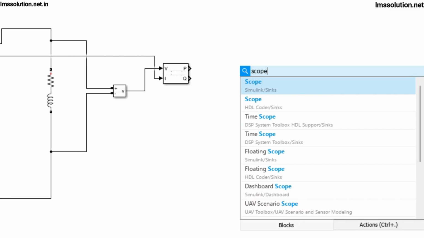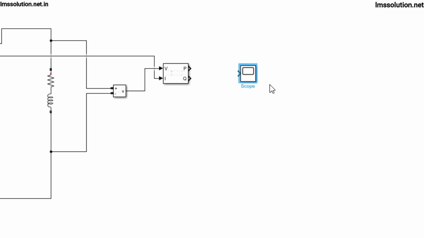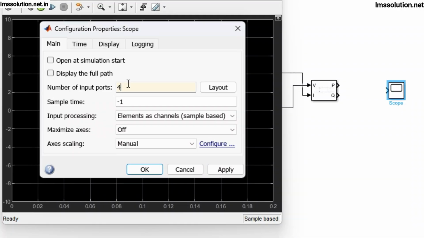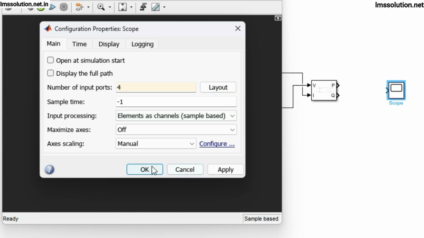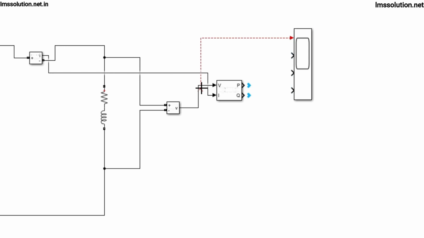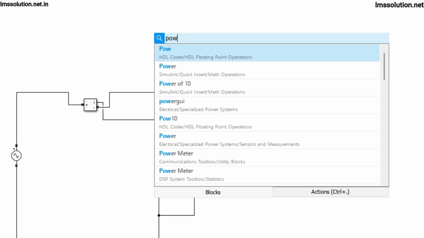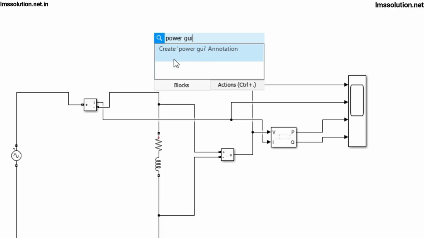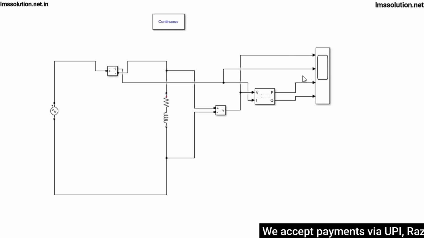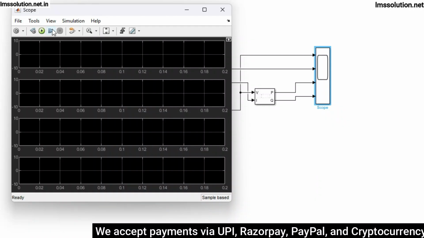So next I'm going to use a scope window, for seeing the result of voltage, current and real and reactive power. So I'm going to use 4 inputs, and the layout is 4, and I'm going to connect voltage, current, real and reactive power. Okay. So next we need a powergui. Okay. And then here I'm going to simulate the system.